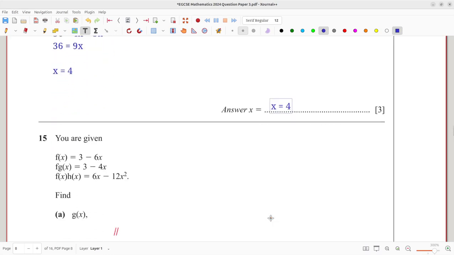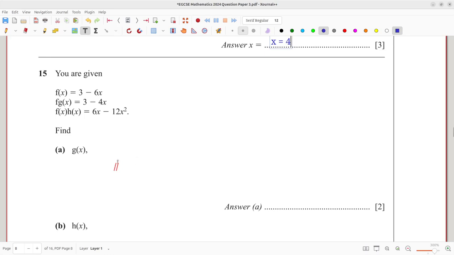X equals to 4. Next question. What's this? What's that? g of x. So you are required to find your g of x. These are composite functions. You were given your f of g of x, which you know very well. This is equals to your f into g of x.